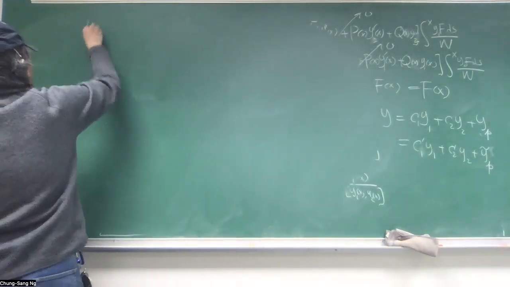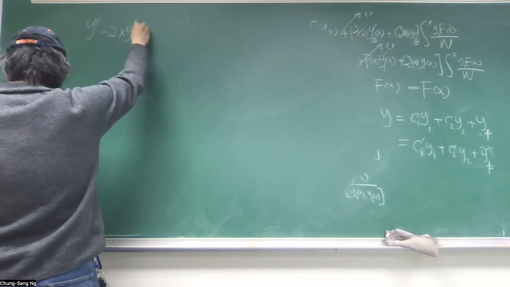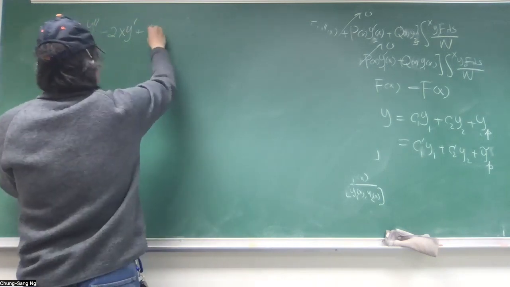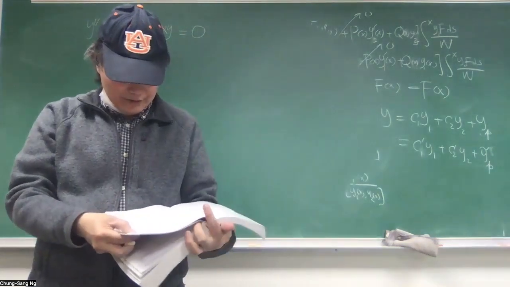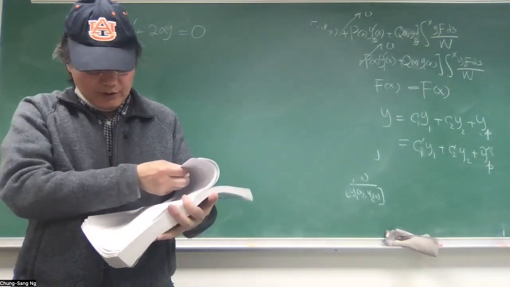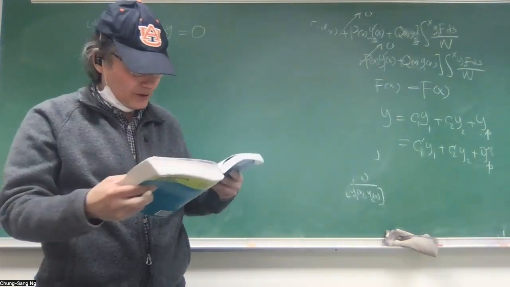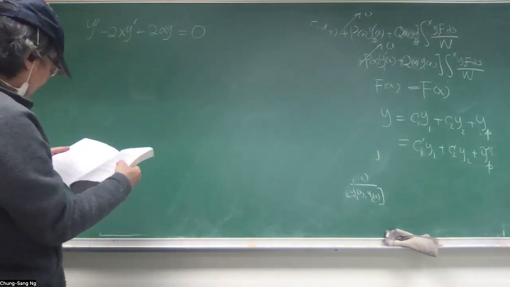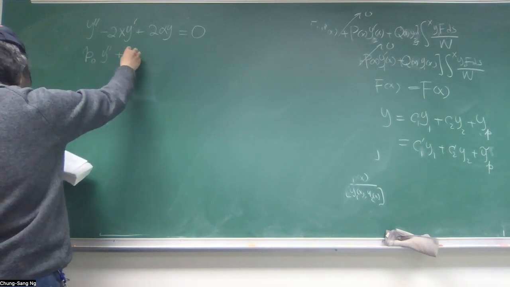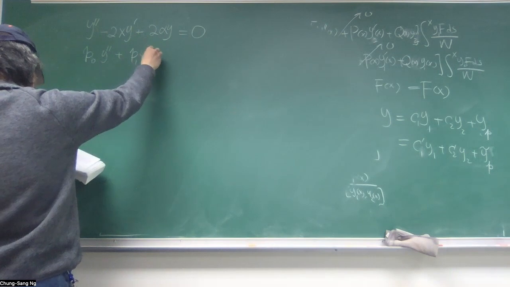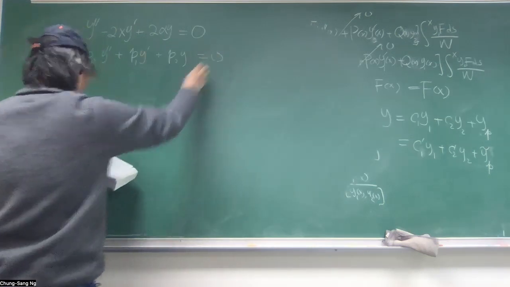So it's y double prime minus 2x y prime plus 2y over 1. Okay, so check whether it's self-adjoint. You put it in the standard form, which in this textbook is p sub 0 y double prime plus p sub 1 y prime plus p sub 2 y. So that's the standard form.